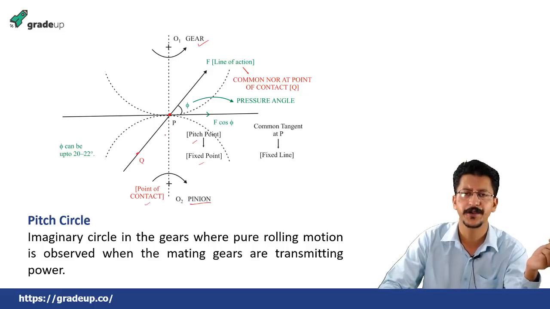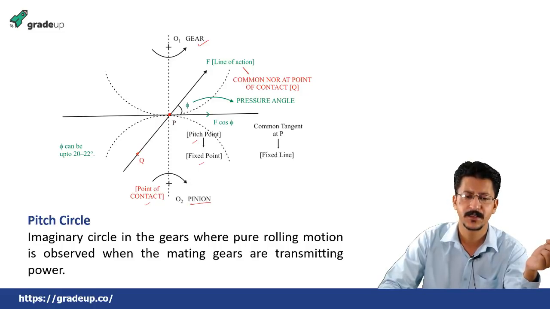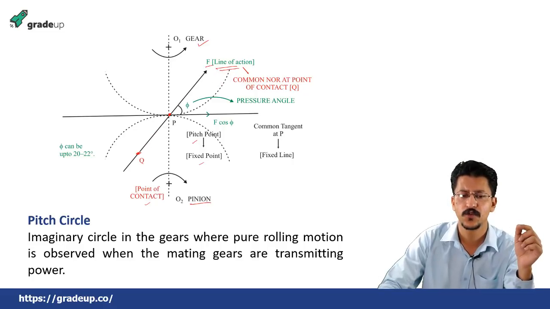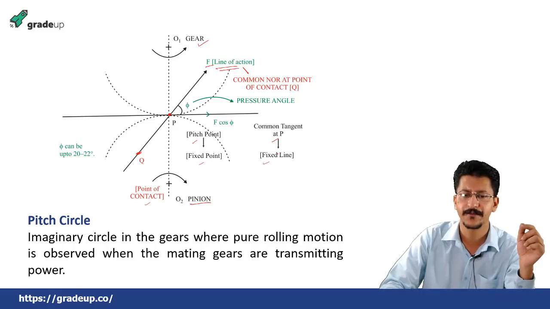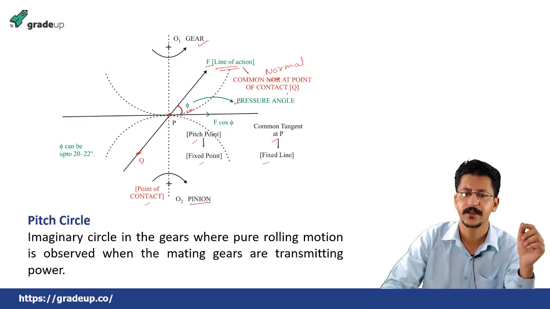This pitch point is not going to change, but as the motion of the gears takes place, this Q point will change, and this Q point will move along this line, that is known as the line of action. So the force will be acting towards this, and this PQ point will move along this line. This line, which is the common tangent at P, or the fixed line, the angle made by the line of action with this line, the common tangent, is known as pressure angle. And this line of action is also the common normal at the point of contact Q.